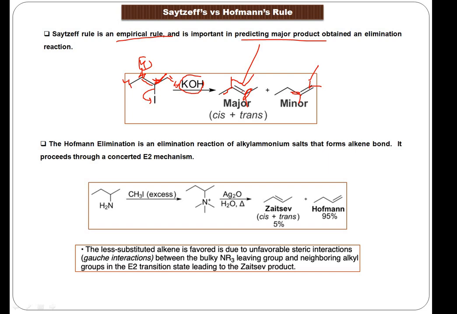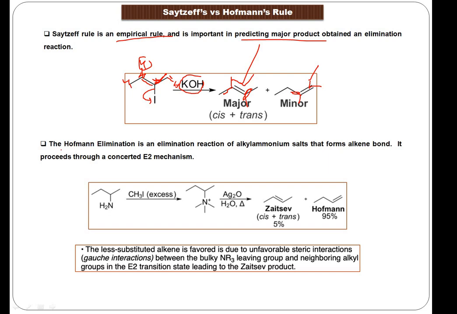And remember this, the more substituted product is formed in the major concentration and is considered to be the thermodynamically most stable product. So this is Saytzeff's rule: in any elimination reaction, for example dehydrohalogenation of an alkyl halide in the presence of a base, the major product formed is the one which is more substituted.